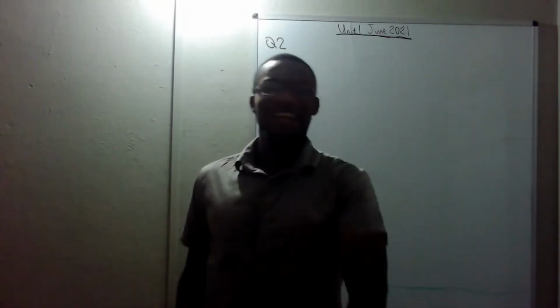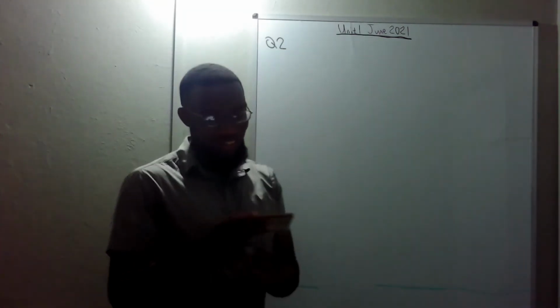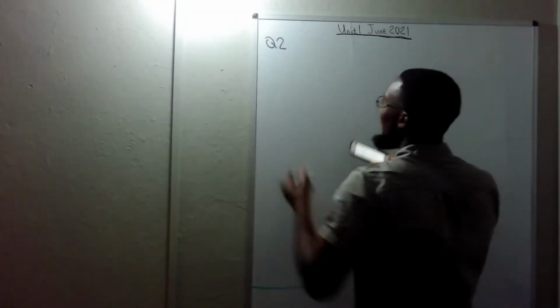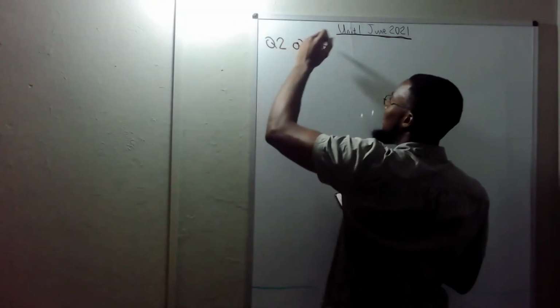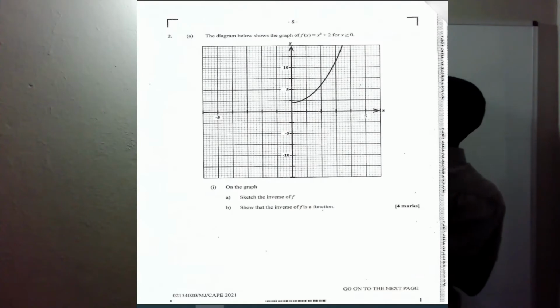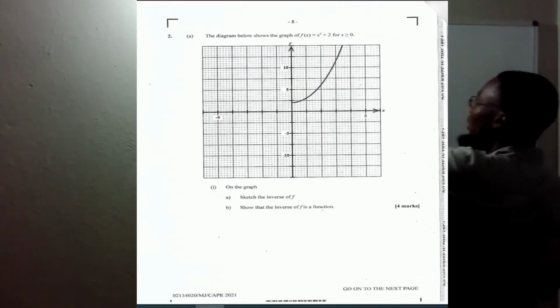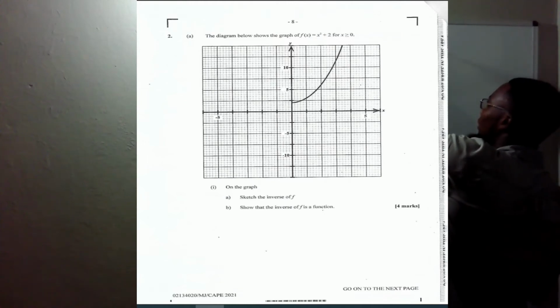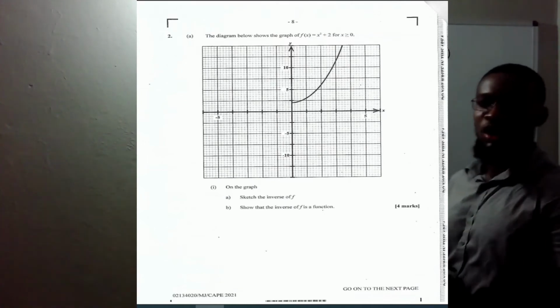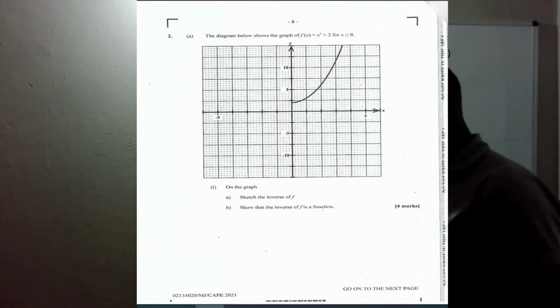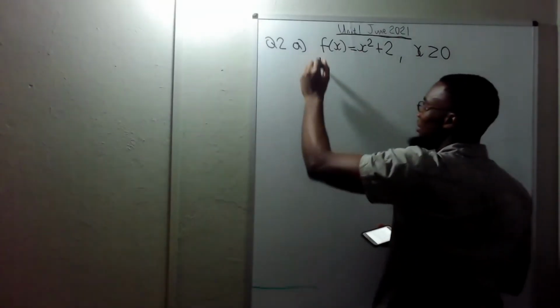Alright, we're back. We're ready to go through question 2. Question 2 part A gave us a function f of x equal to x squared plus 2. It tells us that the function is only valid when x is greater than or equal to 0. And they did us the favor of giving us the graph of f of x.